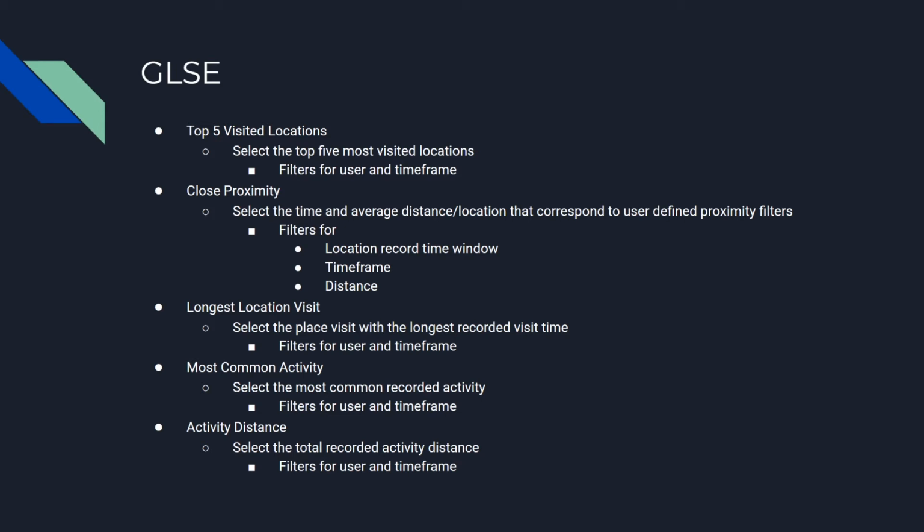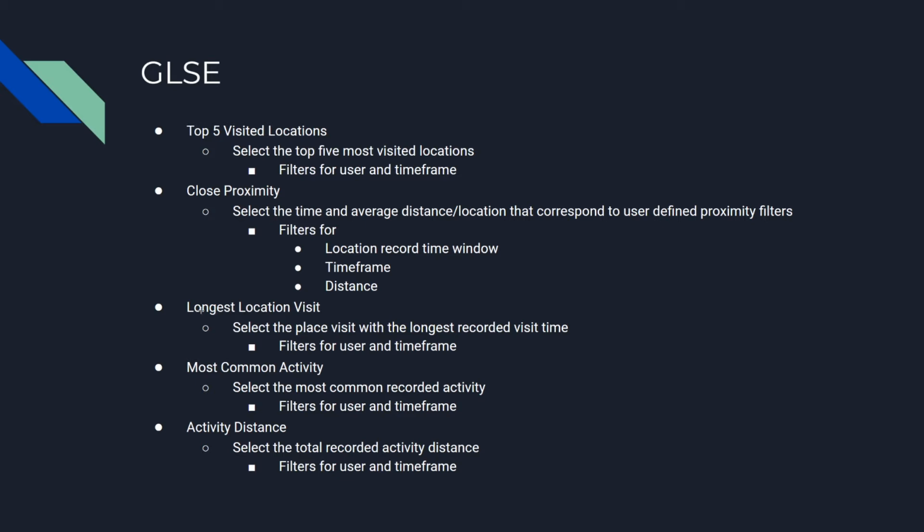Close proximity is an interesting one. This one's going to be the most complicated query. There's filters for the location record time window. So you want to see how close you were with another person. You can set the grace period for those record proximities to be, see if they were within each other's specified distance, which is another parameter, within 30 minutes or within 5 minutes. Then of course the time frame window for that as well only grabs stuff from 2016 or whatever.